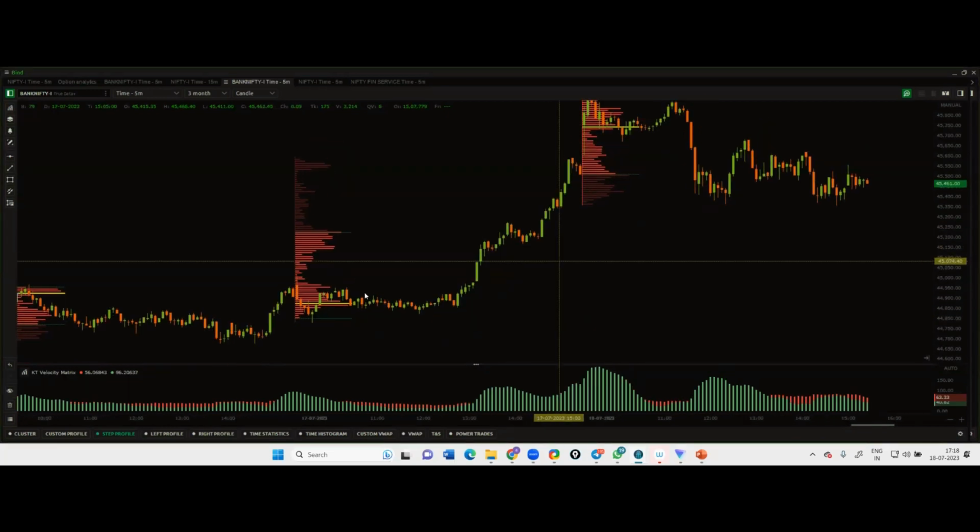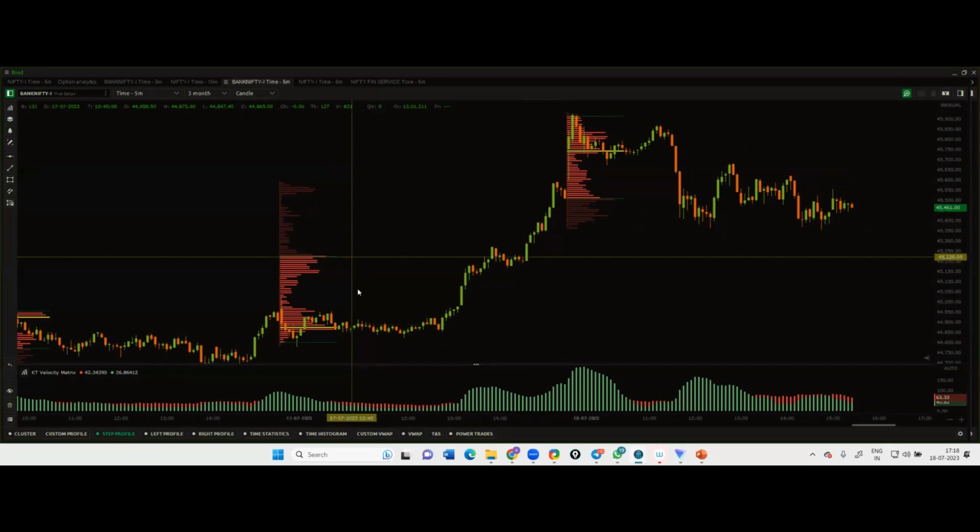Now, look at the profile structure of yesterday. Look at both the profile structure and the price movement. Price opened at a particular area, then it rallied throughout the day and closed at highs, right? Price is closing at highs.